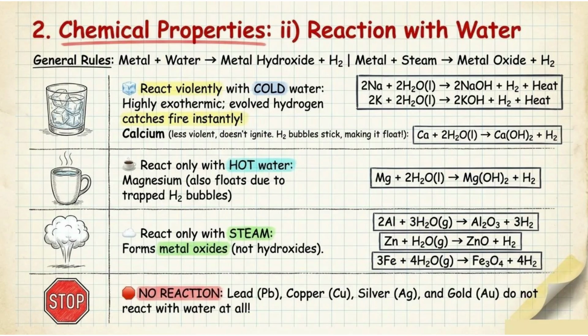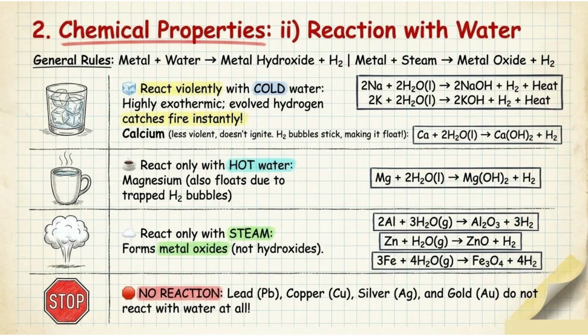Now, calcium also reacts with cold water, but it's less violent, so it doesn't catch fire. Instead, something really fascinating happens. Right. The bubbles of hydrogen gas form, but they stick to the surface of the heavy calcium. They act like little life jackets, causing the metal to actually float. I love that visual. The equation is calcium Ca plus 2H2O liquid yields calcium hydroxide, Ca(OH)2, plus H2 gas.